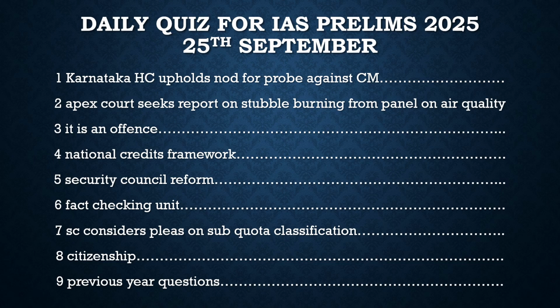Now what is the issue? It took it illegally, and in response to that, MUDA brought up a scheme called the Land Exchange Scheme, in which 14 sites were granted, were given by this agency to the CM's wife. So 14 sites were given to the CM's wife from this agency.